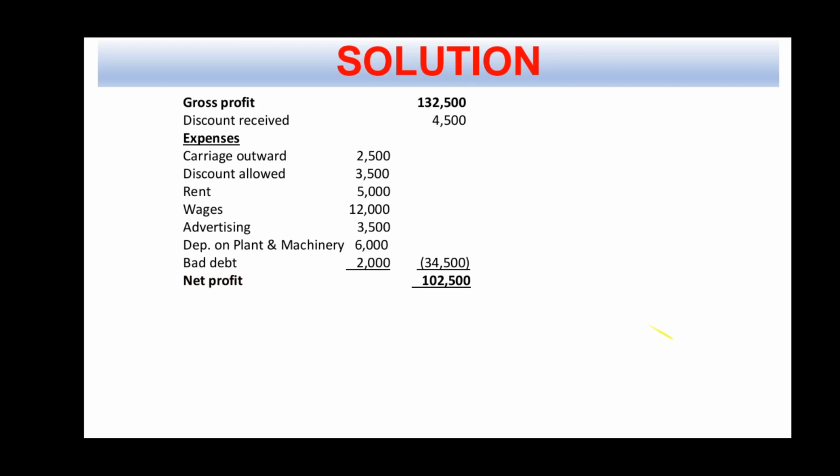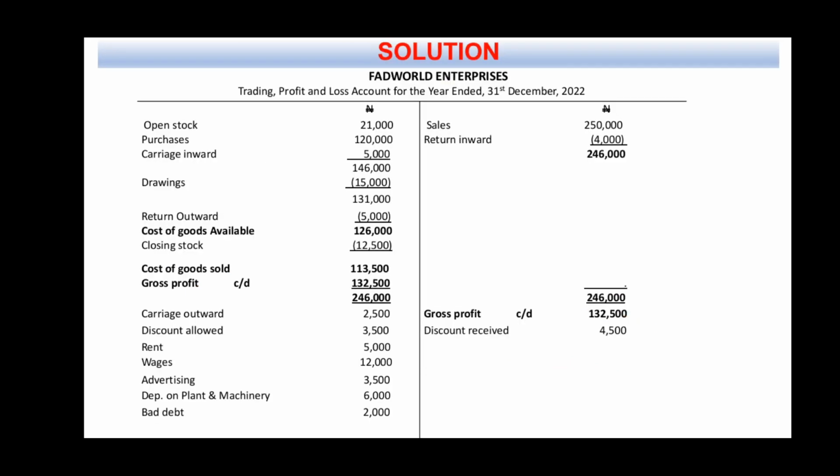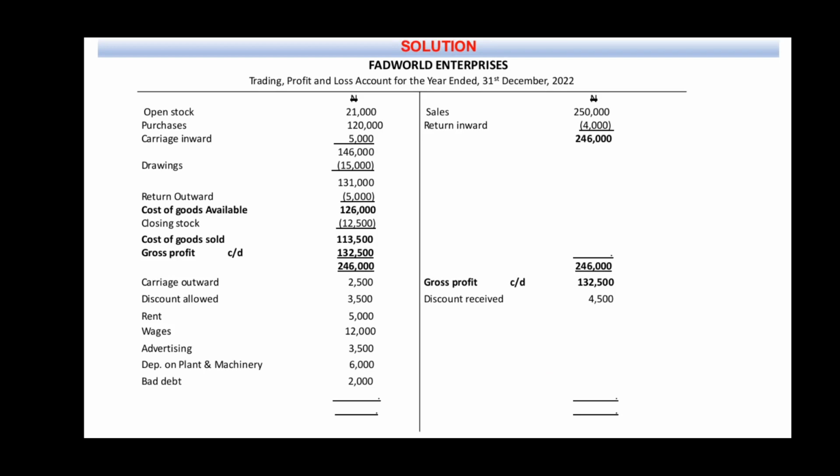So to those of you using the T account, we close the account. After we close the account, if we look at the value, we add all the expenses together: 2,500, 3,500, 5,000, 12,000, 3,500, 6,000, and 2,000 for bad debt. Everything together gives us 34,500. Let's look at our income, that is gross profit and discount received. Everything together is 137,000 naira, which means our income is more than the expenses. So the business made a profit.